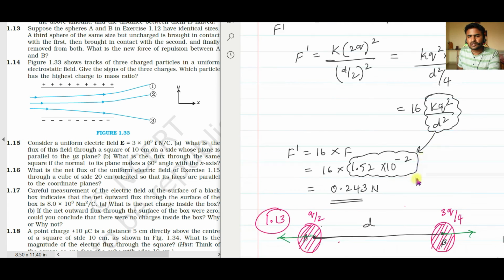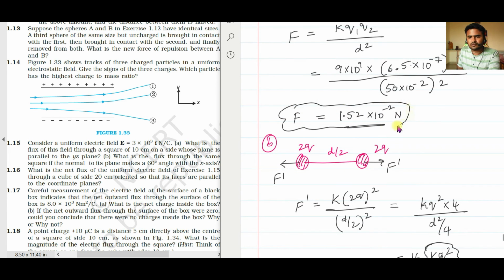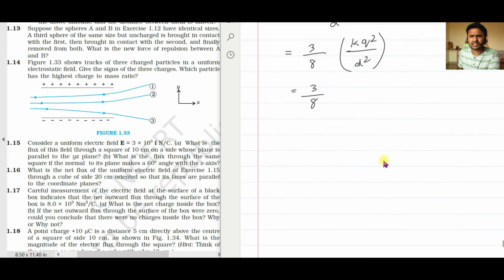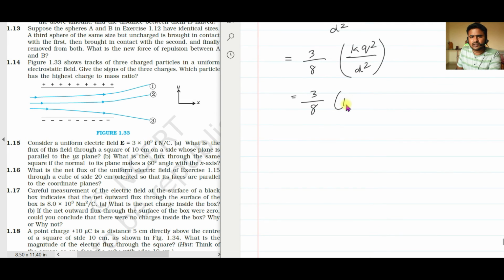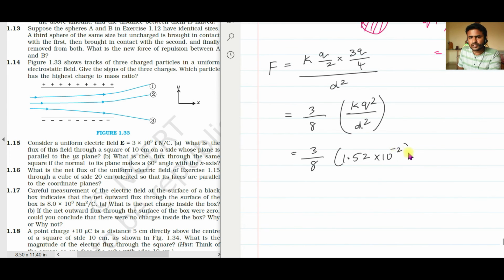We already know that. We calculated that here, 1.52 into 10 to the power of minus 2. I'll substitute the same thing here. I don't have to do the same calculation again. So anyway, I know the value, I'll do that. 1.52 into 10 to the power of minus 2 Newton, okay.